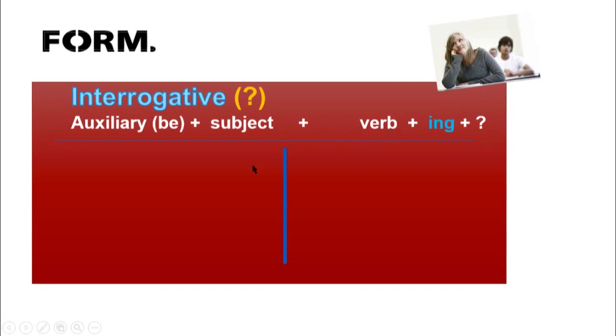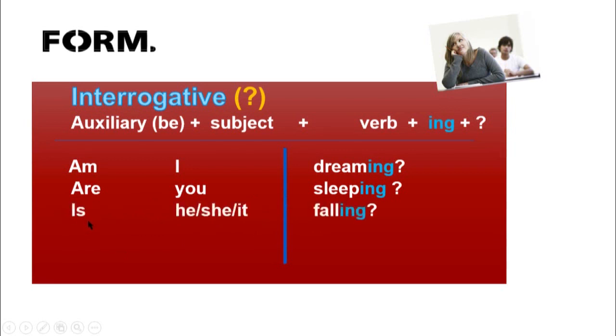Okay, let's see some examples. For example, I'm asking myself, am I dreaming? I'm asking you, are you sleeping? I'm asking, is he, she, it falling? Are we flying? Are they drinking?